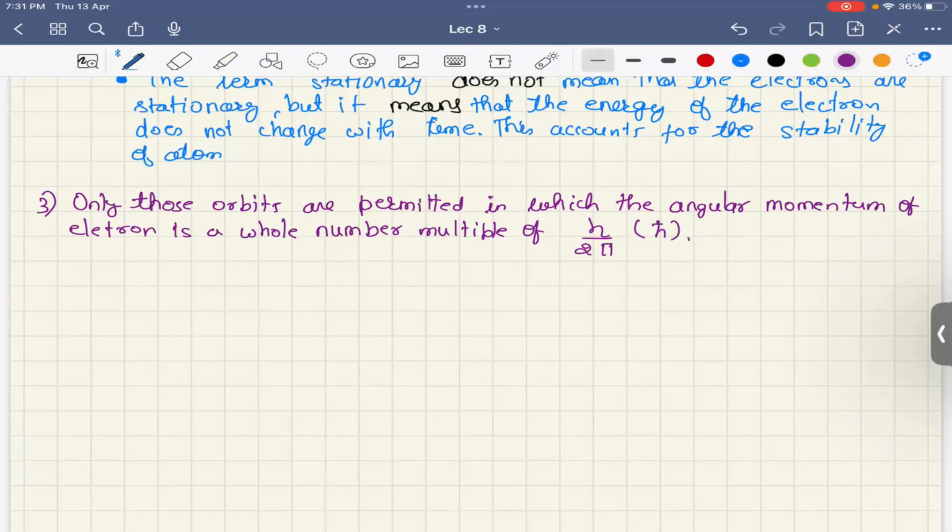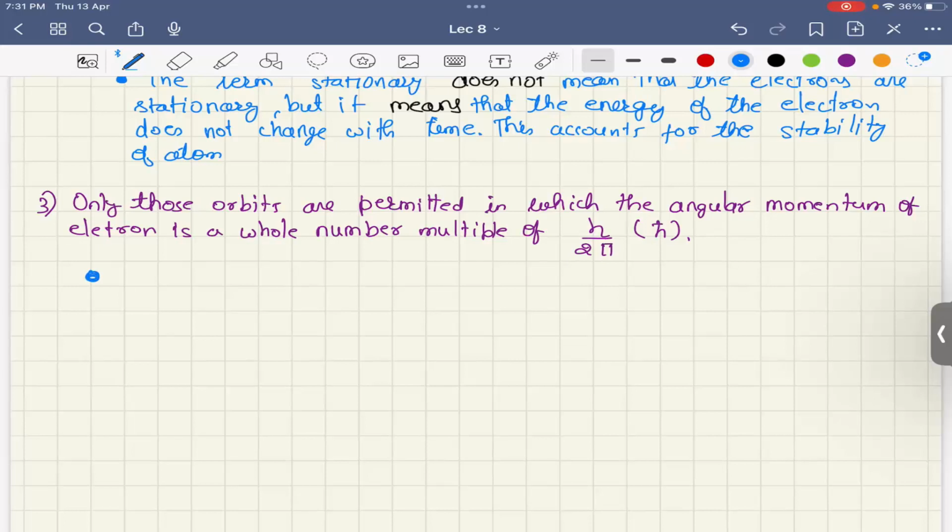Now, why is this? An electron, like any other moving body moving in a circular orbit, has an angular momentum. The formula for angular momentum is linear momentum multiplied by the distance, that is mvr, where m is the mass of the electron moving with velocity v and r is the radius of the Bohr orbit. According to Bohr, the angular momentum has to be a whole number multiple of h by 2 pi. So this postulate introduces the concept of quantization of angular momentum, right?